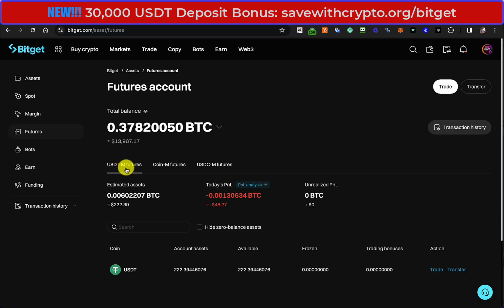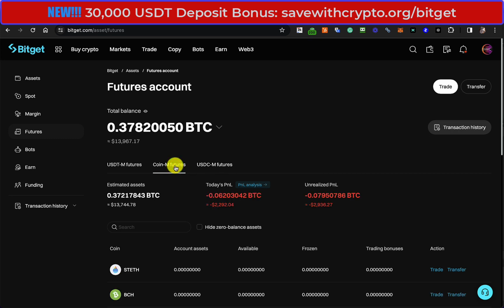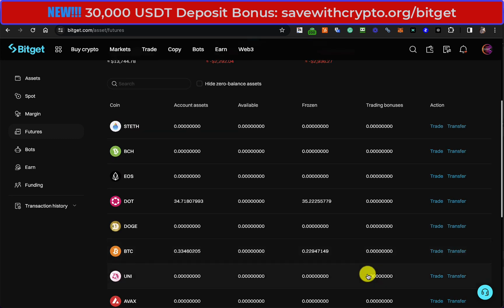You've got USDT M futures. Now that is where you're trading derivatives against Tether. So you put USDT in there, you do your trades, and hopefully you end up with more USDT. USDC M, okay, it's where you've got USDC, what's it called, Circle, is it? It's another stable coin that I never use, so that's like USDT M, but it's using USDC, which I don't use. Coin M, where you can use various cryptos to trade with against themselves.